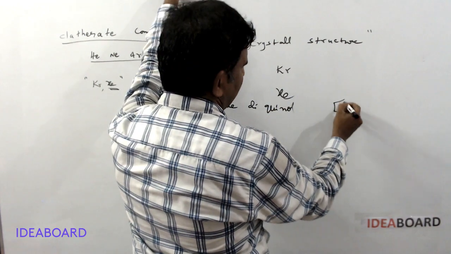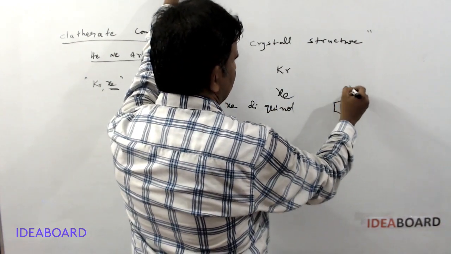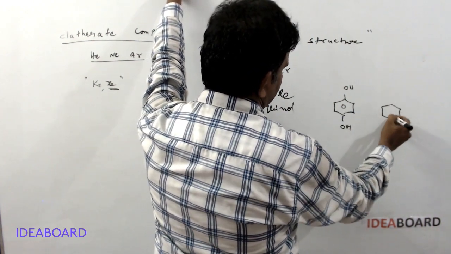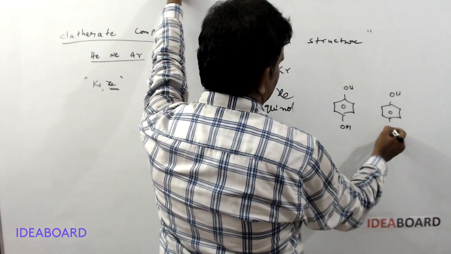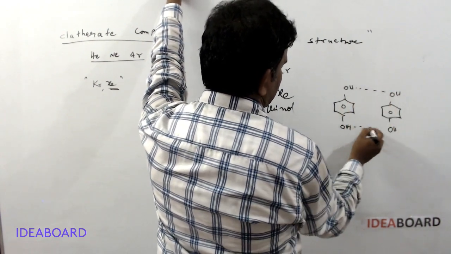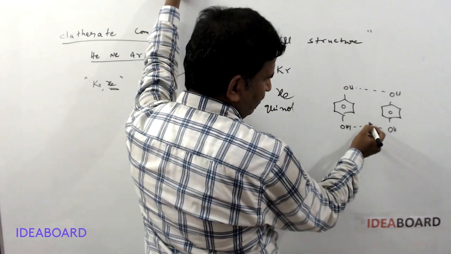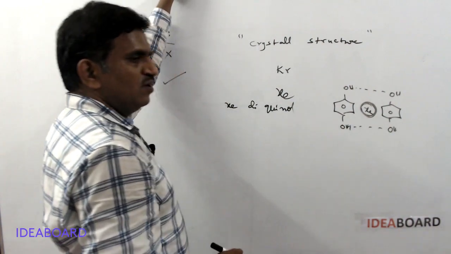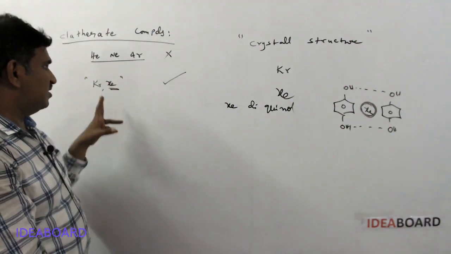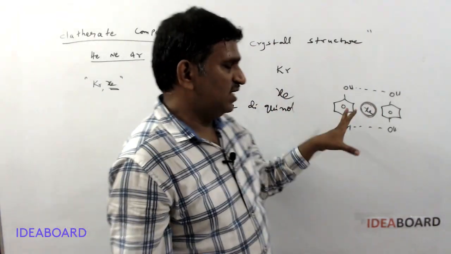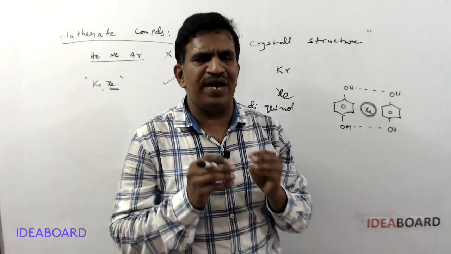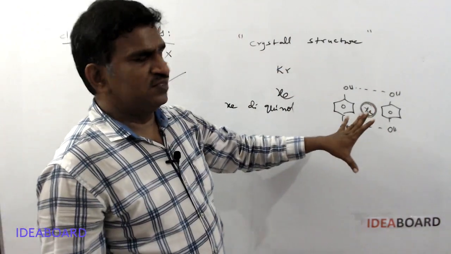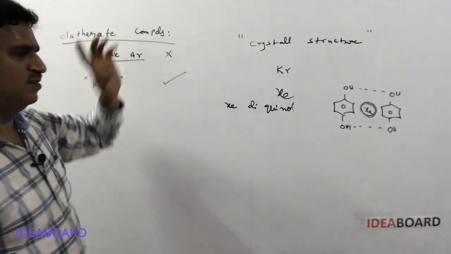Xenon diquinol, when we are taking, suppose here this is OH and OH, and another molecule, xenon, we are taking. So this is having hydrogen bonds. In this gap there is a xenon. Here this is xenon, and this type of noble gas elements, larger atomic sized or larger noble gases, are only trapped in the package or in the crystal lattice pack of some organic compounds, forms clathrate compounds.